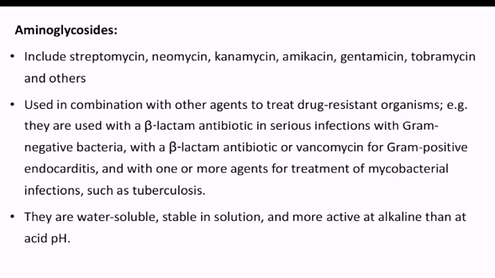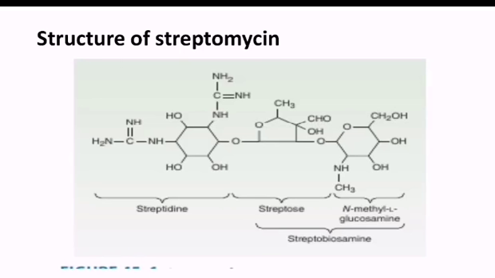All aminoglycosides are water soluble, stable in solution, and more active at alkaline than acidic pH. This is the structure of streptomycin. Streptomycin is composed of three moieties. Number 1, which is on the left, is streptidine. In the middle is streptose sugar. Number 3 is N-methyl glucosamine. Both the sugar and the N-methyl glucosamine on the right are called streptosamine.